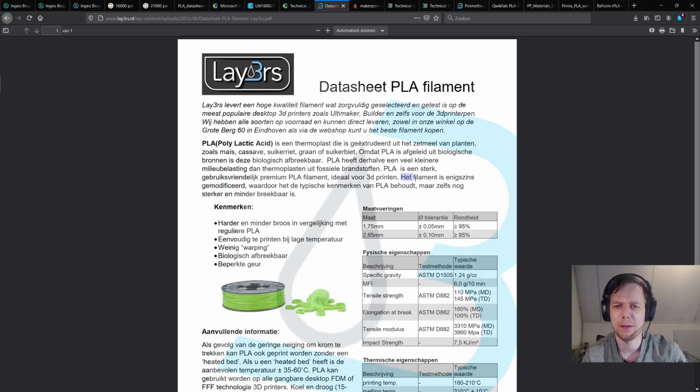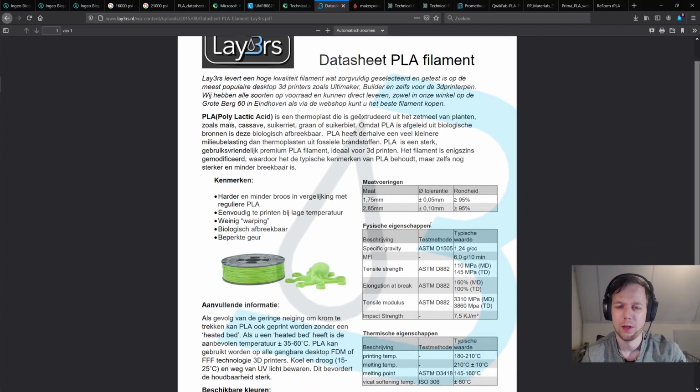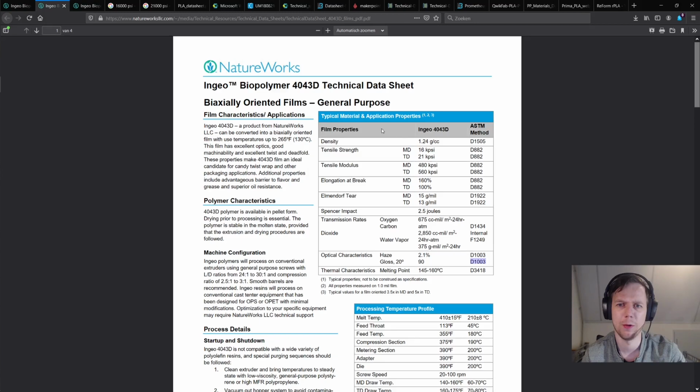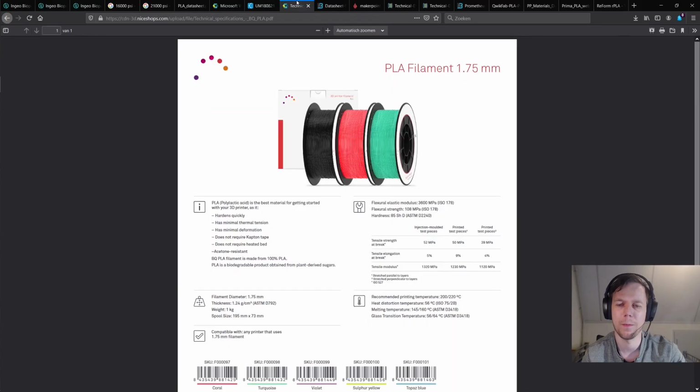And they write here that the filament is somewhat modified, through which it retains the typical characteristics of PLA, but is even stronger and less frangible. So if you look at the physical properties, we are going to see a lot of deja vu here. So a specific gravity or density of 1.24. And if we look over here in the biaxially oriented films 4043D, we get 1.24.